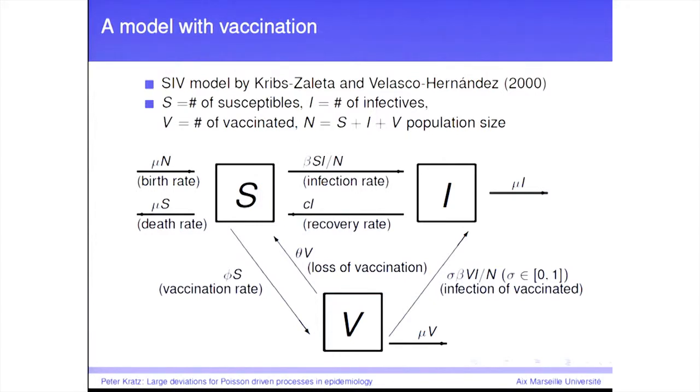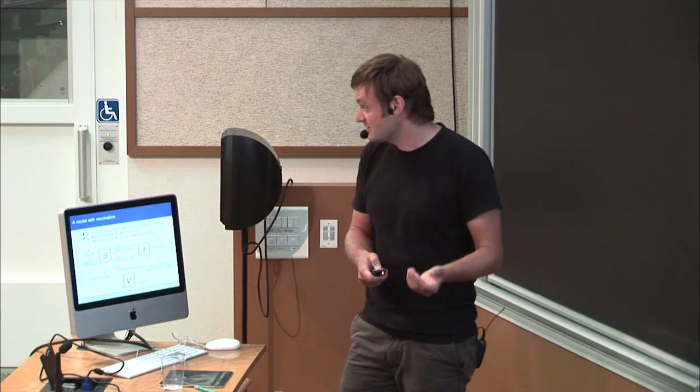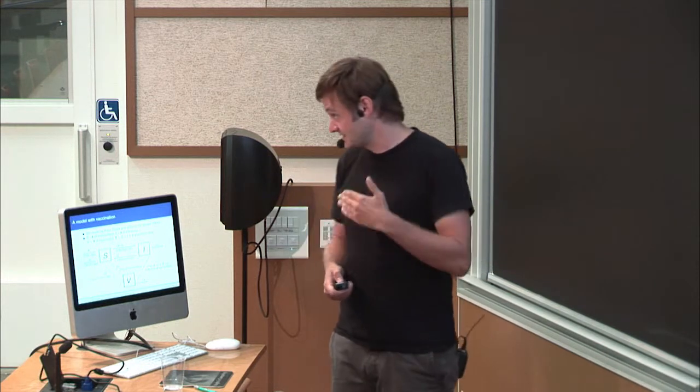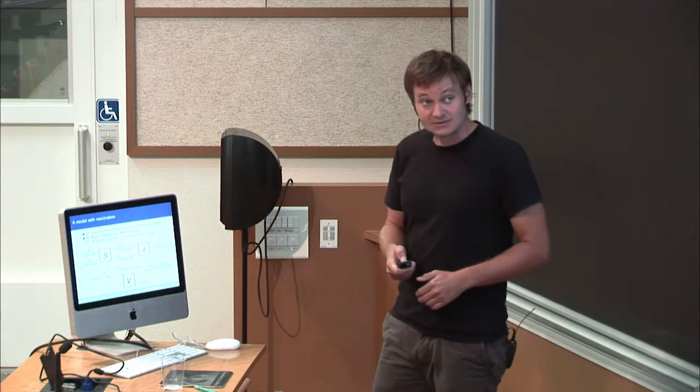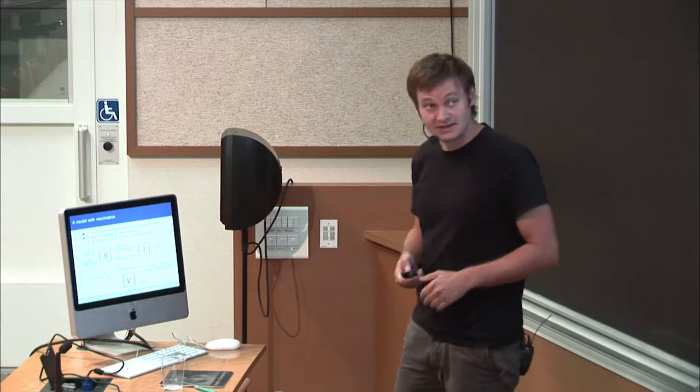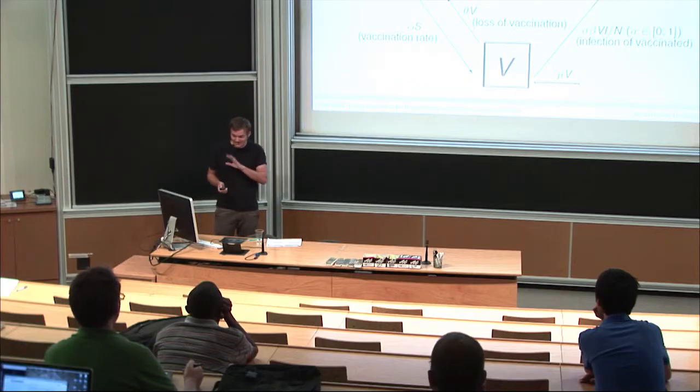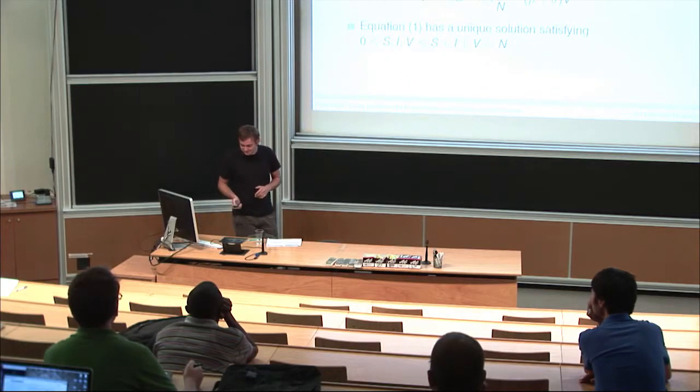Then people recover, people are vaccinated, people lose their vaccination, and even vaccinated people can become infective, but at a smaller rate. So if sigma, which is between 0 and 1, is 0, then there is no infection of vaccinated, so the vaccination is perfect. And if sigma is 1, the vaccine doesn't work at all. Okay, that's the kind of model we're interested in.